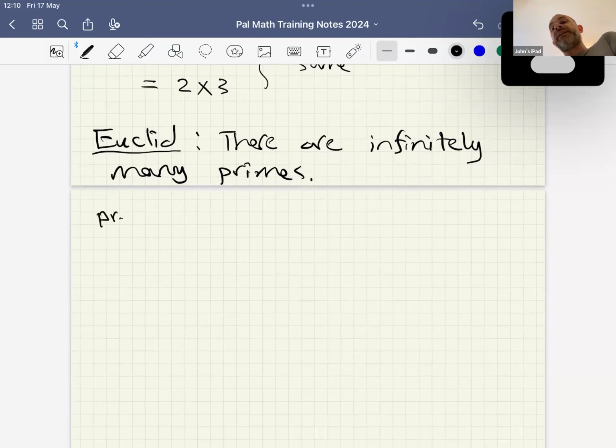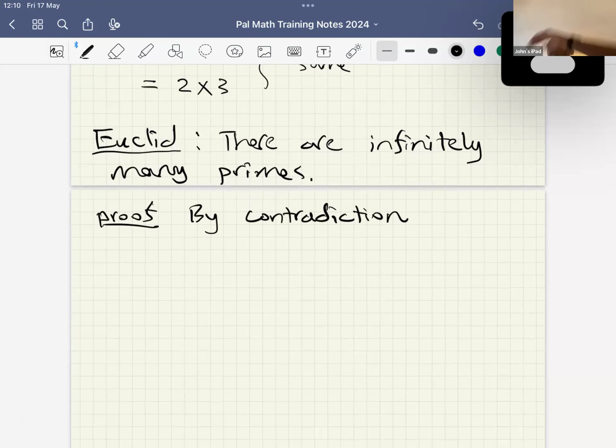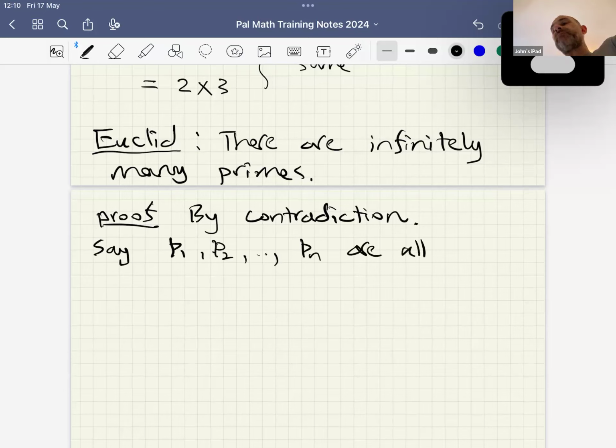So the proof is what is known as a proof by contradiction. What that means is that you assume that the statement is false, and you try and get a contradiction from assuming the statement is false. So in this case, the opposite statement is that there are only finitely many primes. So say p1, p2, up to pn are all the primes. And we're going to prove that this leads to a contradiction.